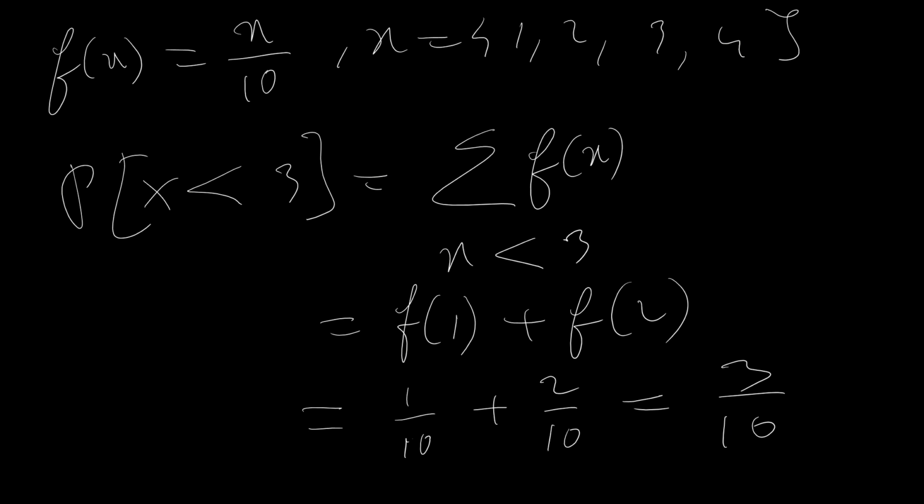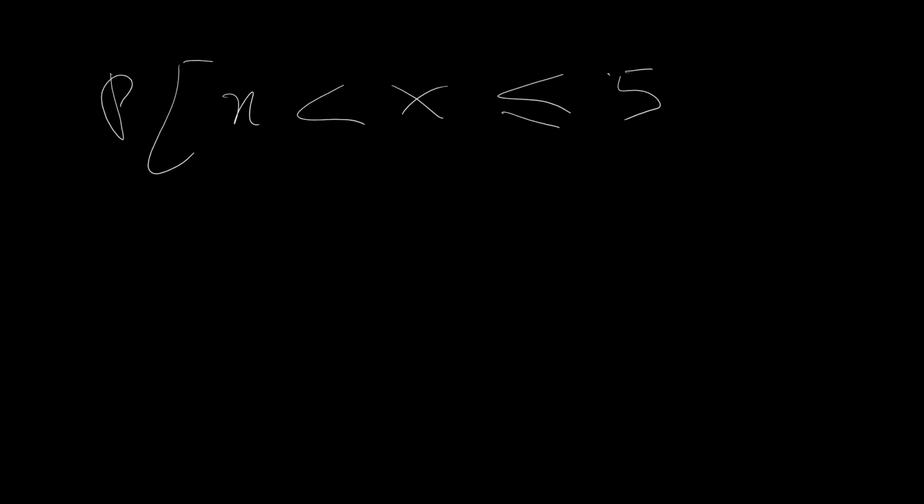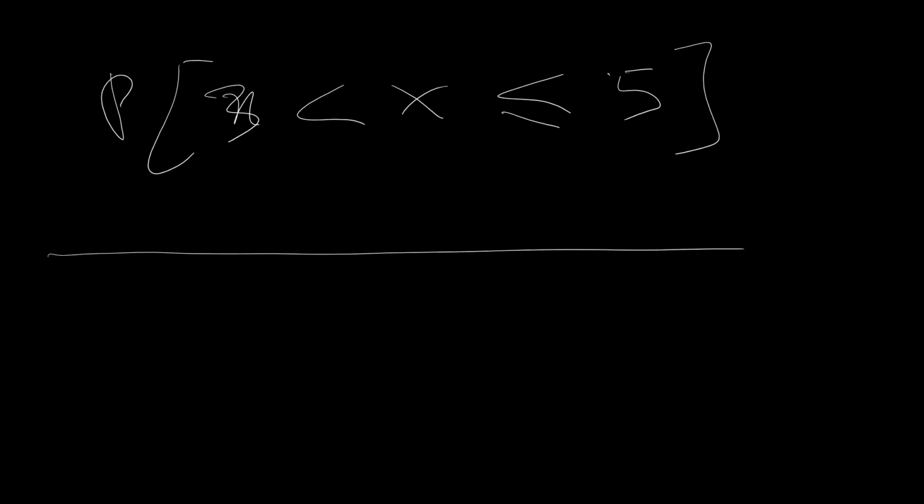So what if I ask you, what's the probability that x is less than or equal to 5, then x less than 3, x greater than 3, right? Because when you look at this line, the possible values, we have 1, we have 2, we have 3, we have 4, right? Now what you see here is, and then we have 5.